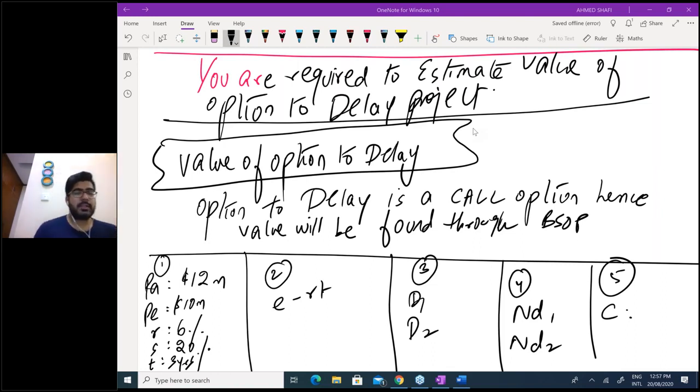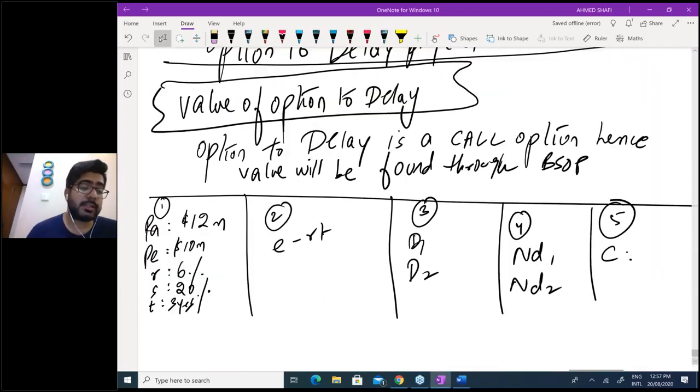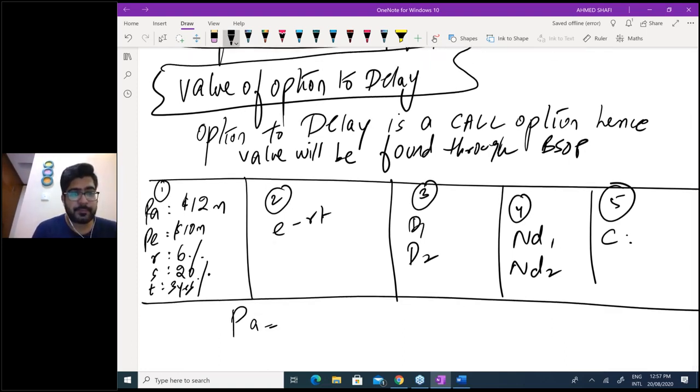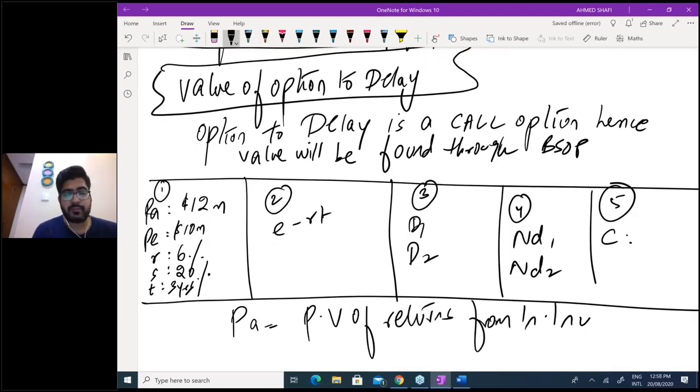Now the question stated, listen carefully, many people are asking me that PA is 2 million. No. PE is 10 million, right? What is PA? Present value of returns from initial investment. PA is not the NPV. I didn't tell you the abbreviation that PA is the NPV. I told you PA is the present value of returns from initial investment.